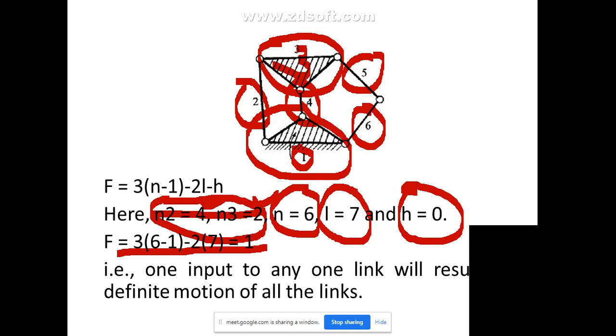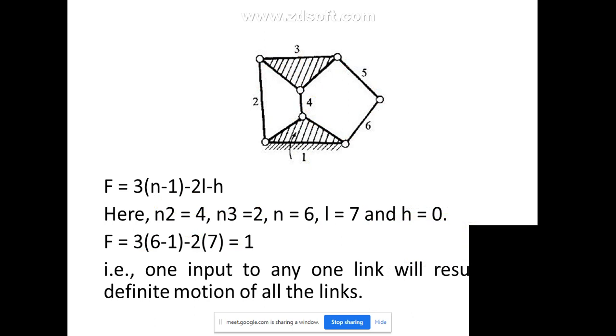In the exam you can directly give the number of links. After practicing you will not think which is binary or ternary. Directly you give the number and give me the answer. No problem. So here 6 links are there. Now how to count the lower pairs? That is important. Okay. So we'll count the number of lower pairs. Lower pairs are considered by counting the number of joints. So I'll count the number of joints.